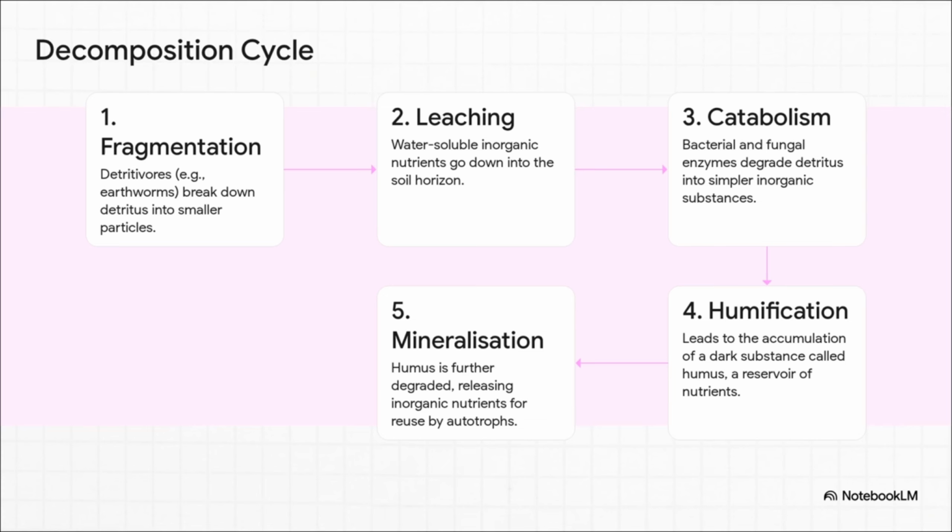Then, this microscopic army of bacteria and fungi gets to work, chemically dismantling the material until it eventually becomes humus. You know, that super dark, rich stuff you find in healthy soil? And the final step, mineralization, releases those core inorganic nutrients, making them available for plants to use all over again. It is nature's perfect circular economy.